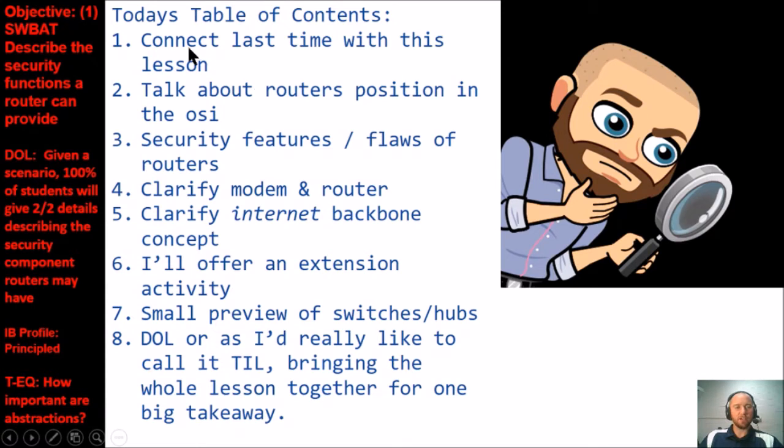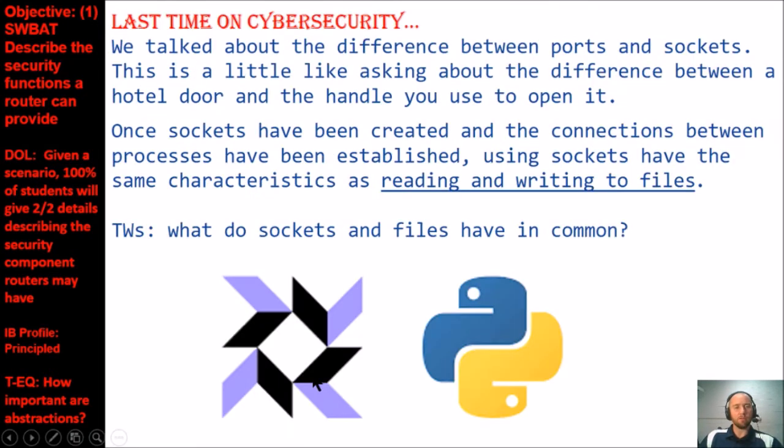Now, the table of contents goes like this. The first thing I want to do is connect this lesson with what we talked about last time, and then we'll talk about routers and their position in the OSI model. Next up would be security features and flaws of routers. Then I'm going to clarify what a modem is compared to the router, and then clarify what the concept of an internet backbone is. Next up, I'll offer an extension activity, and the last thing will be a small preview of switches and hubs. So basically, this lesson is just all about routers.